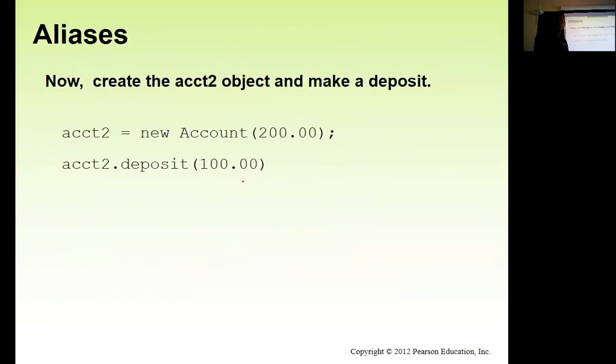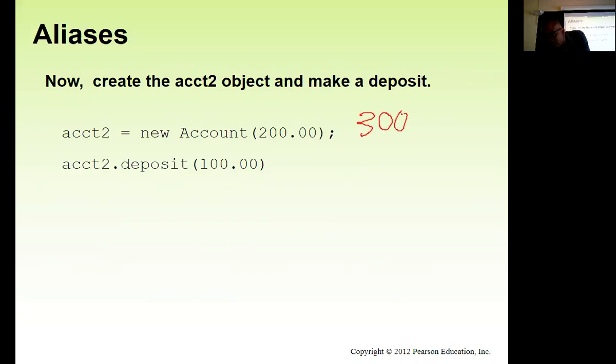Now, let us create the acct2 object and make a deposit. Right? So we say acct2 is equal to $200, and we also call the deposit method on acct2. So now we say, acct2 would have how much money now?